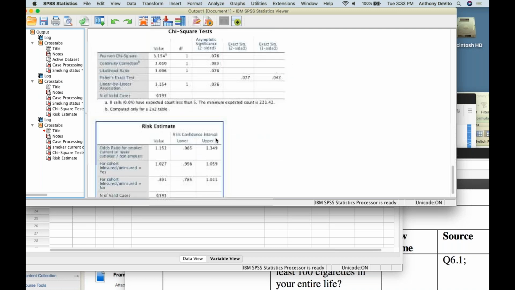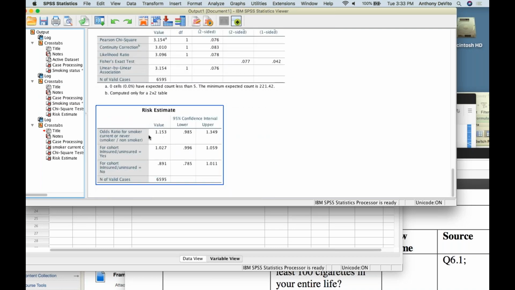How about odds ratio? Look at the odds ratio. The odds ratio, according to this, is that the odds of having insurance if you're a smoker is 1.15 times as great as if you're a non-smoker. So 15% more likely if you're a smoker. However, is that statistically significant? Let's take a look at the confidence interval. The confidence interval includes one. Since one is not outside the confidence interval, even though it came up 1.15, you can't say with statistical certainty that it's different than one. And one means no difference between the rates.